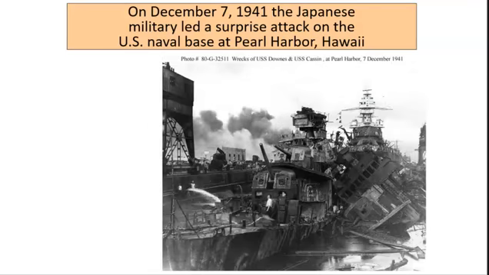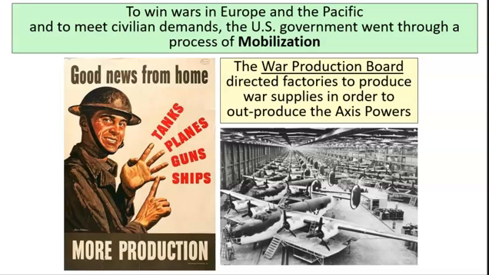Now, we're in the war now. And so what we've got to do is not only win the war abroad, but win the war at home as well. And to win that war both in Europe and the Pacific, because we have to fight against the Japanese and the Germans and the Italians across the war, we're going to have to go through a process of mobilization. That means we've got to get ready to go to war. And so we're going to do a few things.